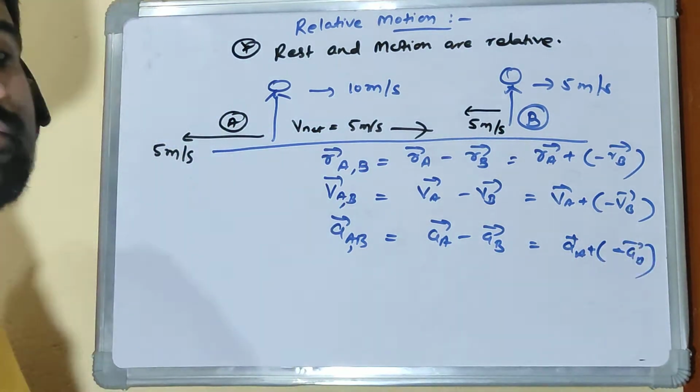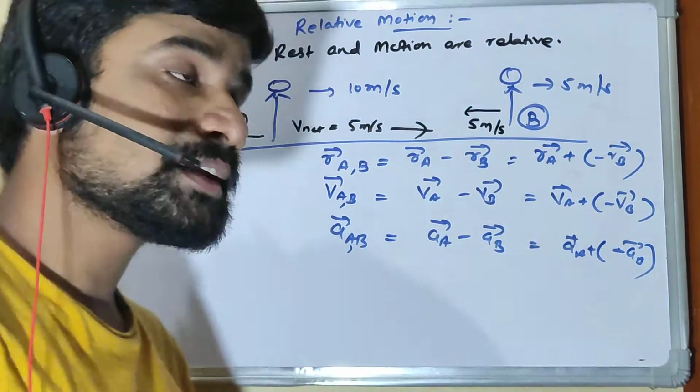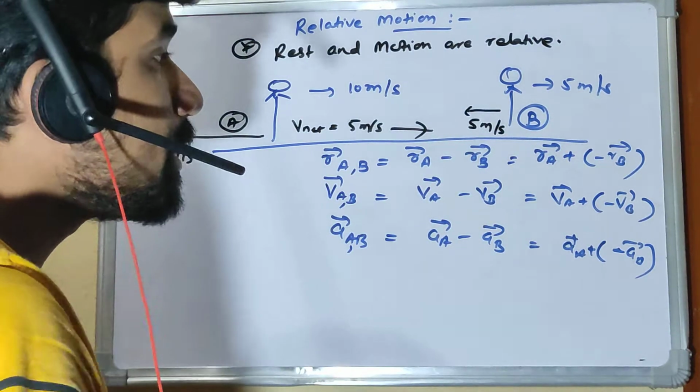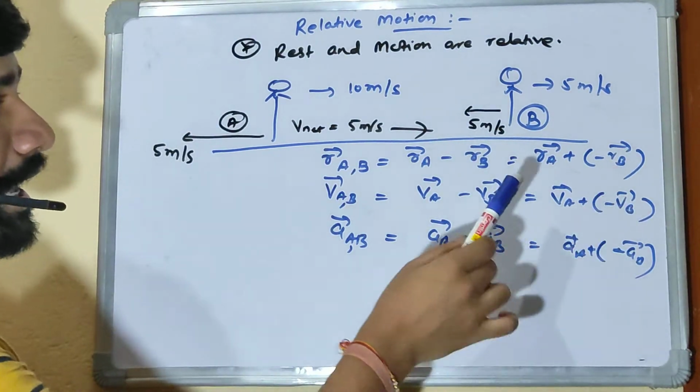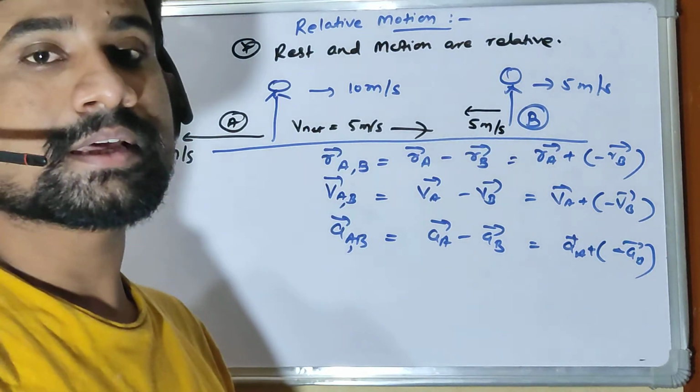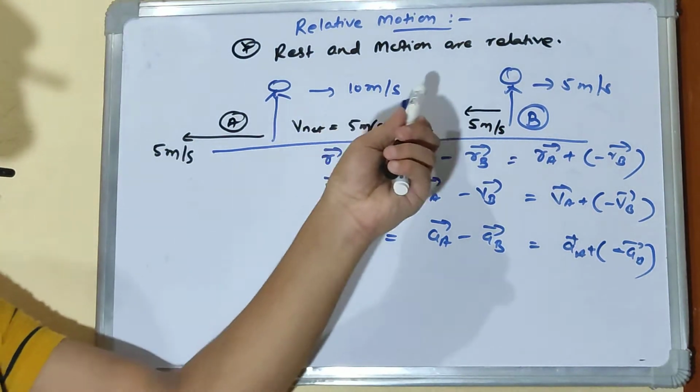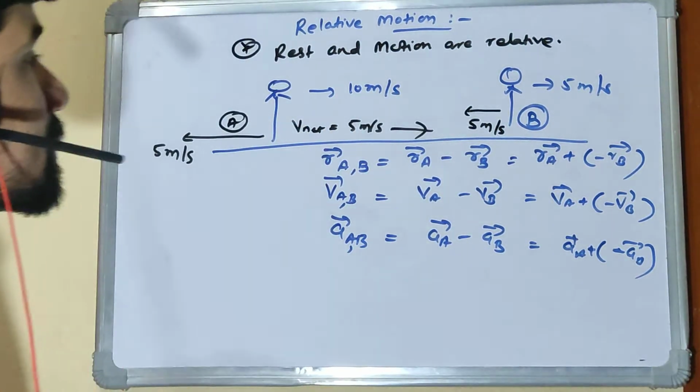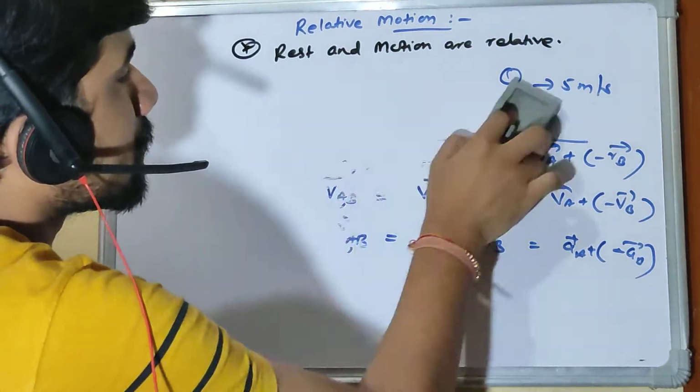So when we are changing the frame of reference from a stationary to a moving frame, we need to reverse the vectors and add it to the original one, right? Like we just understood. Let's understand by one more example.